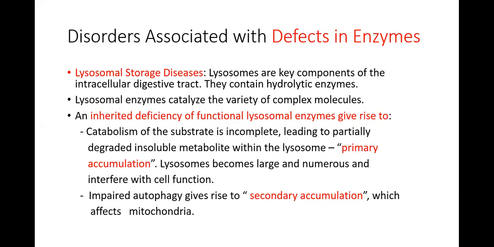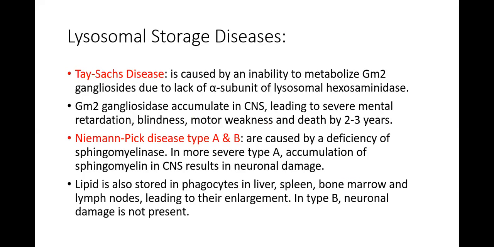When these products are not enzymatically digested, lysosomes are going to store these products, leading to primary accumulation in the organs. They can accumulate in the liver, in the myocardium, or elsewhere. Lysosomes become large and numerous and interfere with cell function. Impaired autophagy gives rise to secondary accumulation, which affects the mitochondria as well.